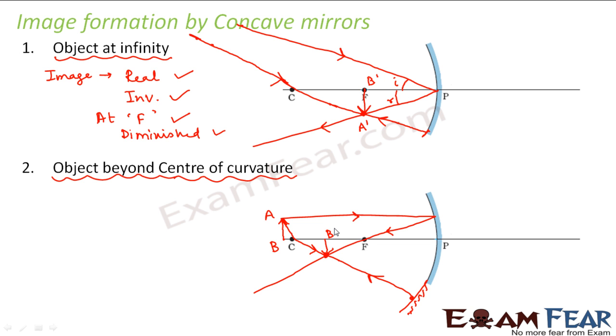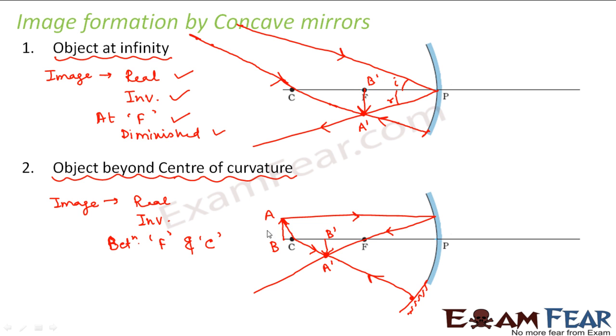So the image again is inverted, so we call it B dash A dash. So in this case, what can we tell about the image? The image is real because it is formed at a point where the rays actually meet. Again, the image is inverted. What is the location of the image? The image is formed between F and C. That means if the object is located beyond center of curvature, then the image will form between the principal focus and the center of curvature.